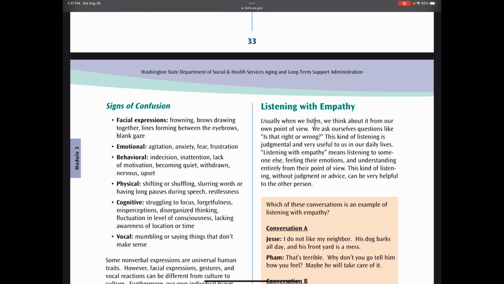So it's very important that we listen with empathy when we are working. Usually when we listen, we think about it from our own point of view. We ask ourselves questions like, is that right or wrong? This kind of listening is judgmental, though it is useful to us in our daily lives. Listening with empathy means listening to someone else, feeling their emotion, and understanding entirely from their point of view. This kind of listening without judgment or advice can be very helpful to the other person.